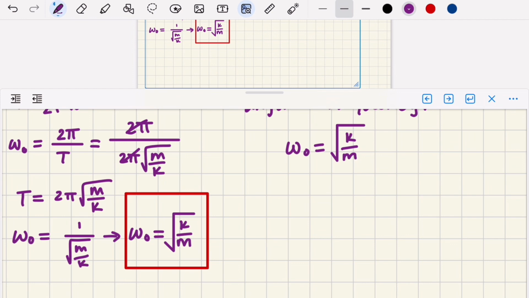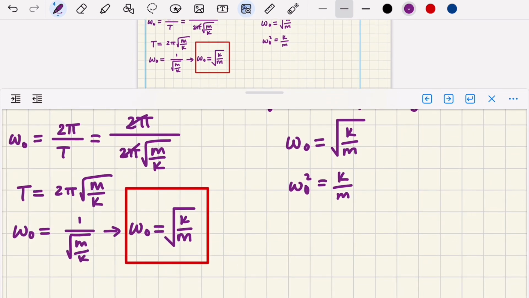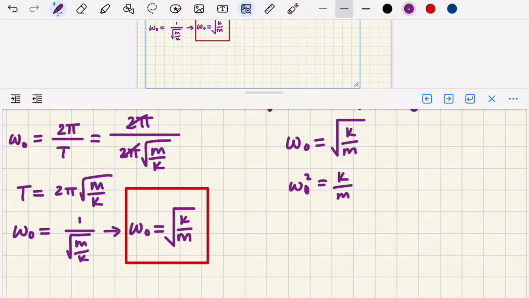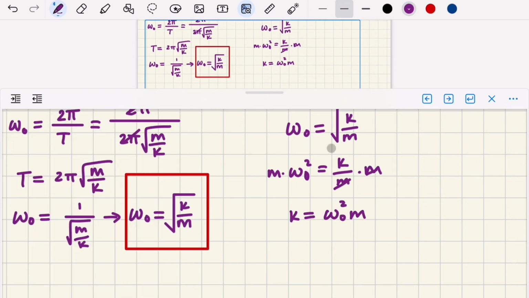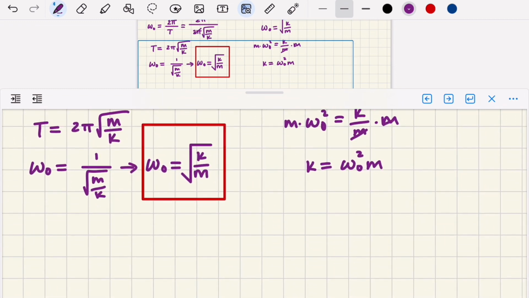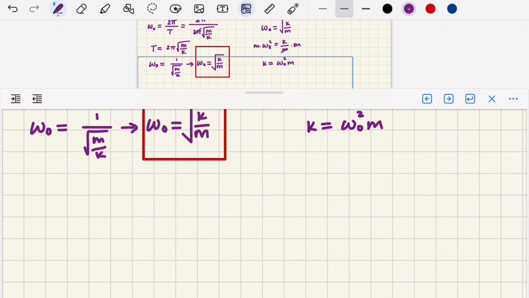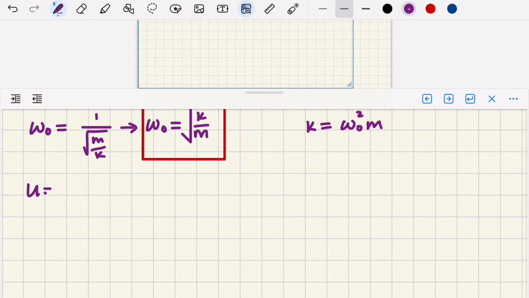We square both sides. And then we multiply times the mass. And this value for K, I don't want to go into what it means. It's beyond the scope of this class. But it's equal to the angular frequency squared times the mass, okay, for this particle. So now we can say that the potential energy is equal to 1/2, instead of K, I'm going to have omega naught squared m times x squared. Okay.